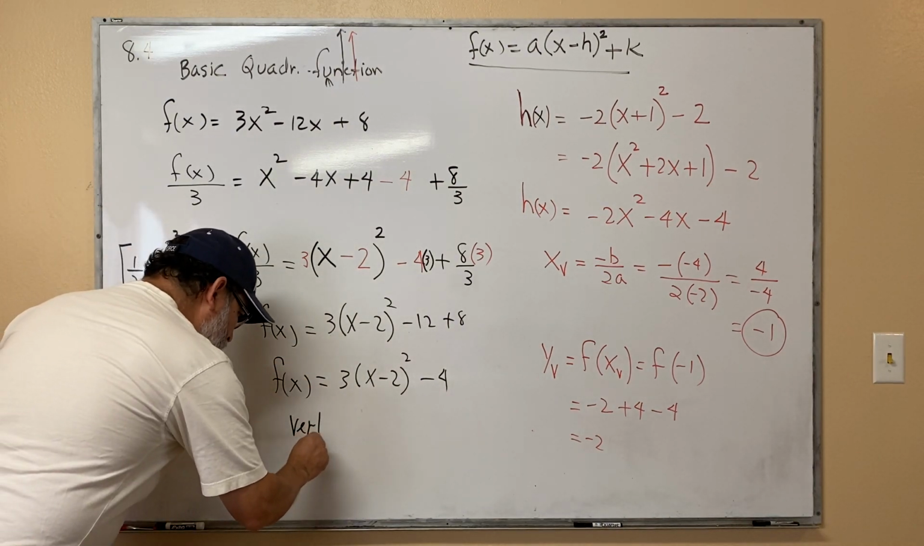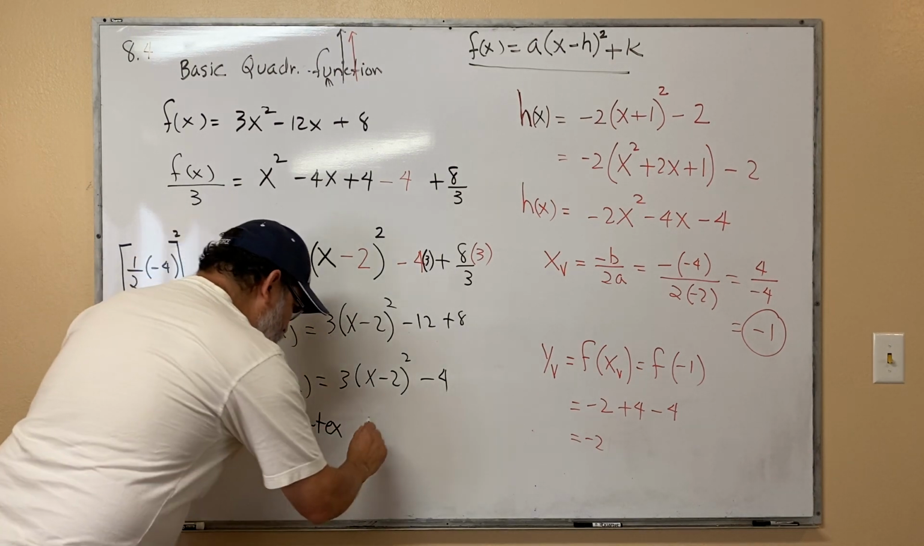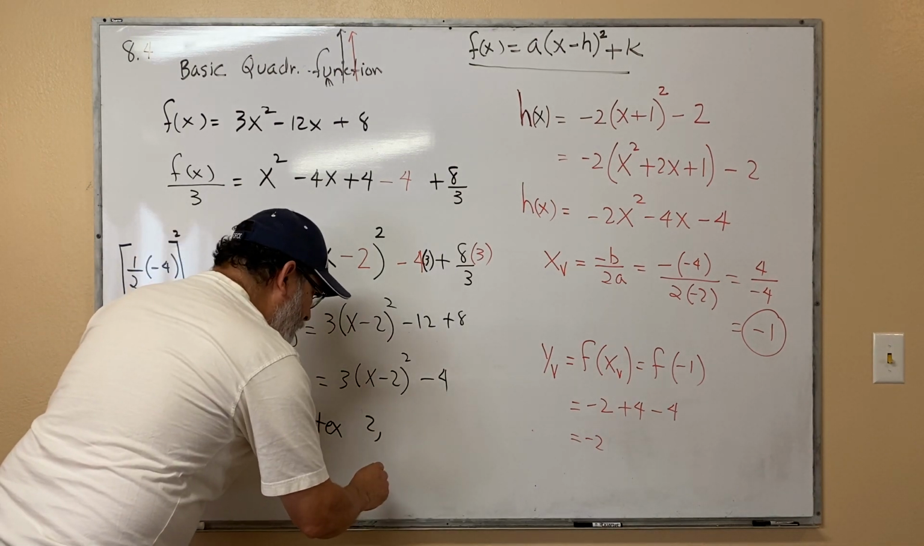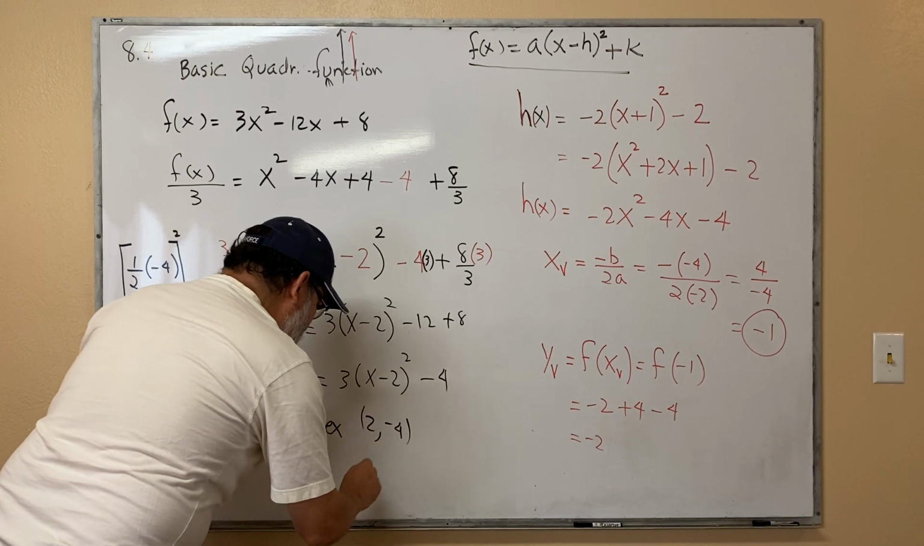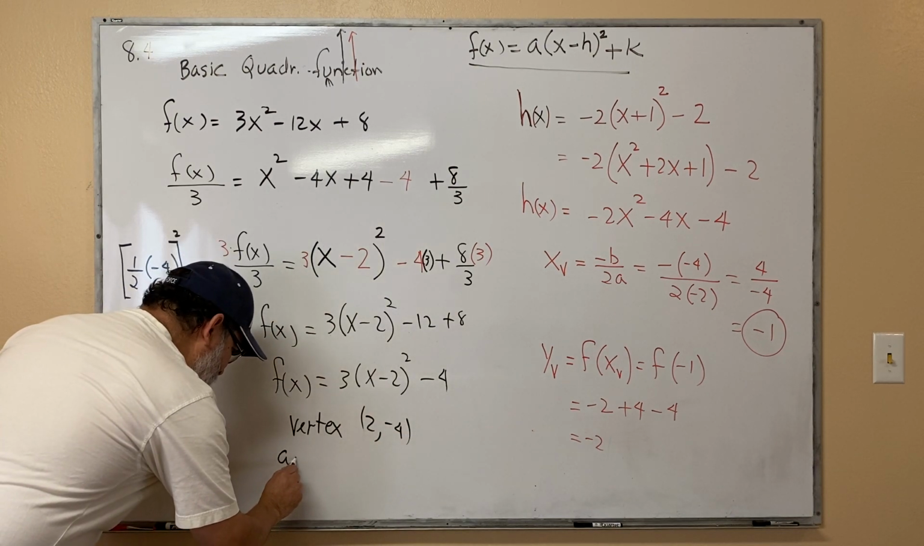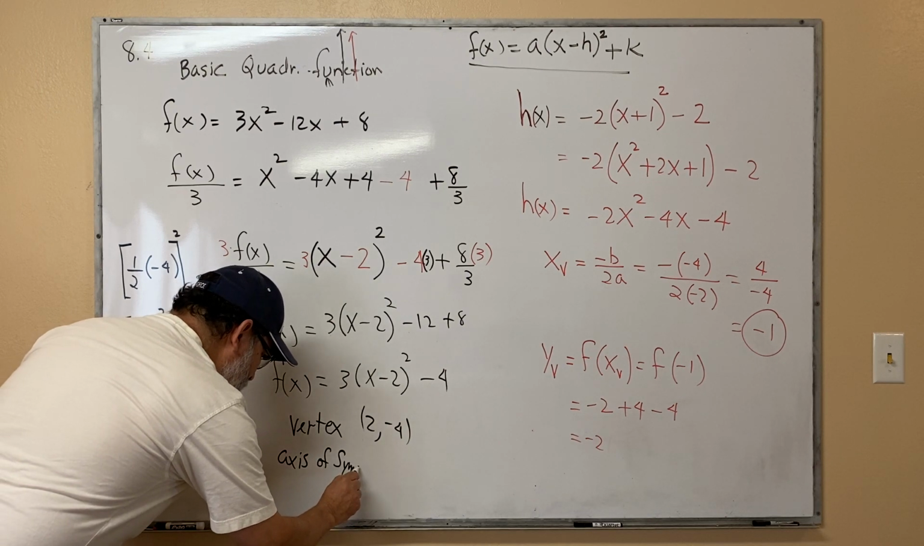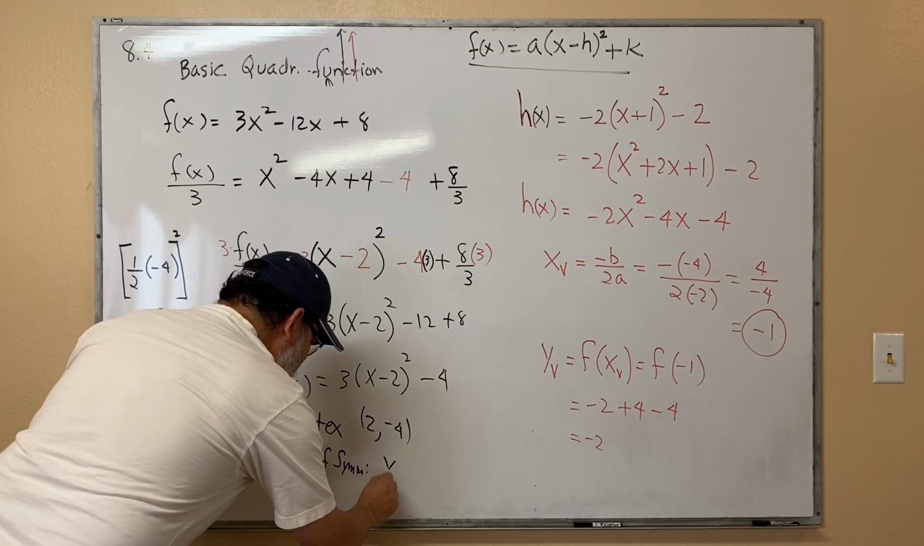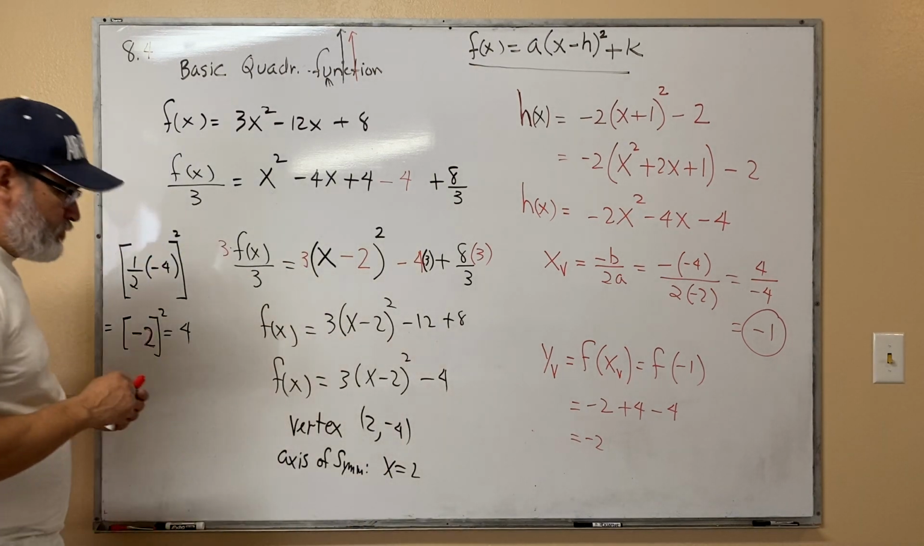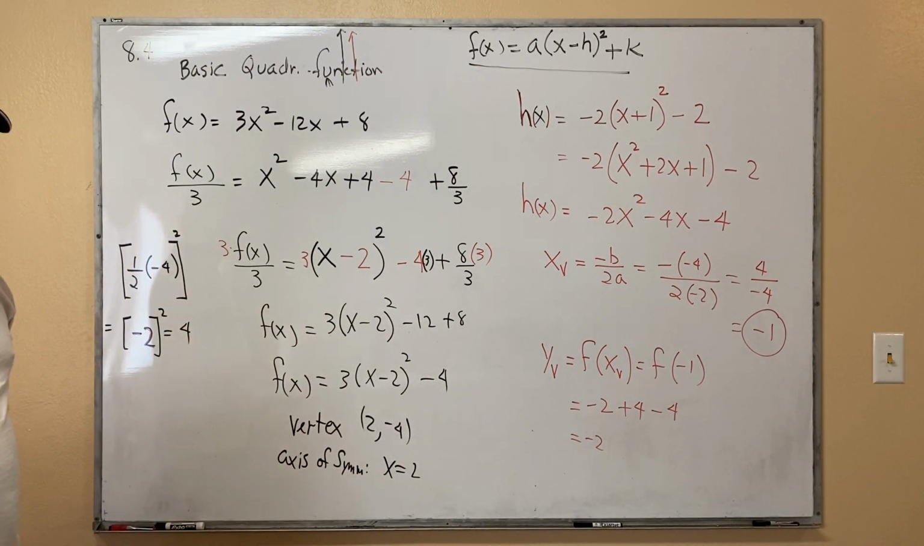Vertex is 2, comma, -4. Axis of symmetry is x equals 2. And you can graph it.